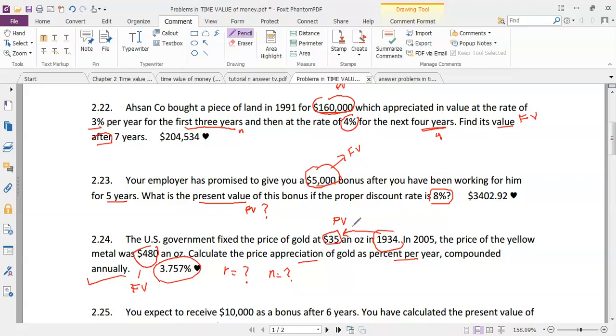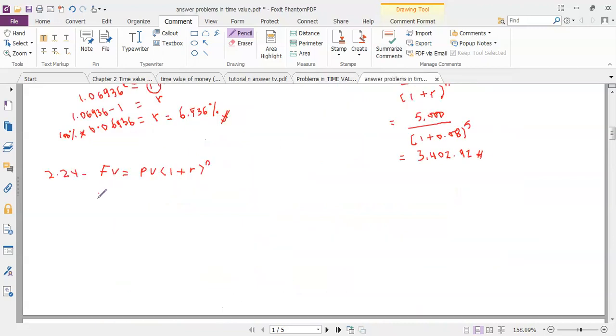So 480 is the future value. So the present value is 35. So just put here future value for equal. Our present value is 35. 1 plus R is unknown. And N tadi berapa? 71 years. So macam biasa, 480 divided by 35. So dapat berapa?